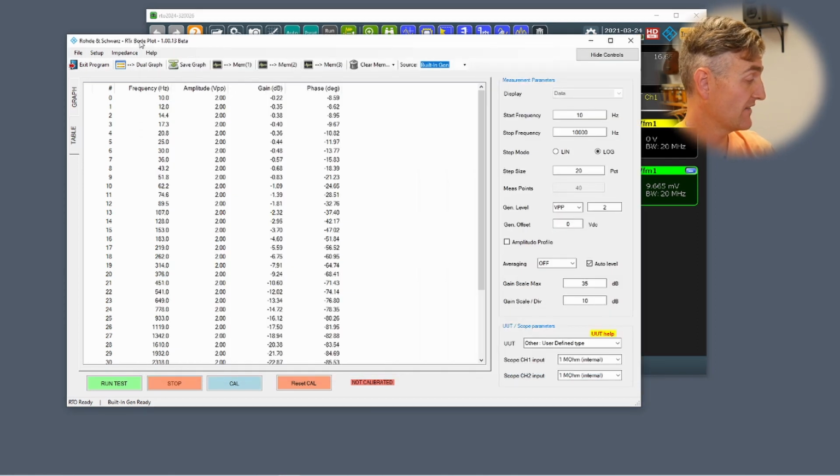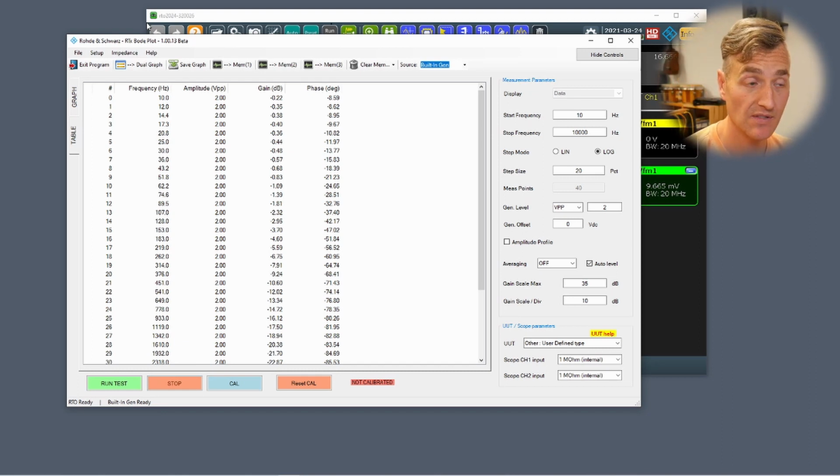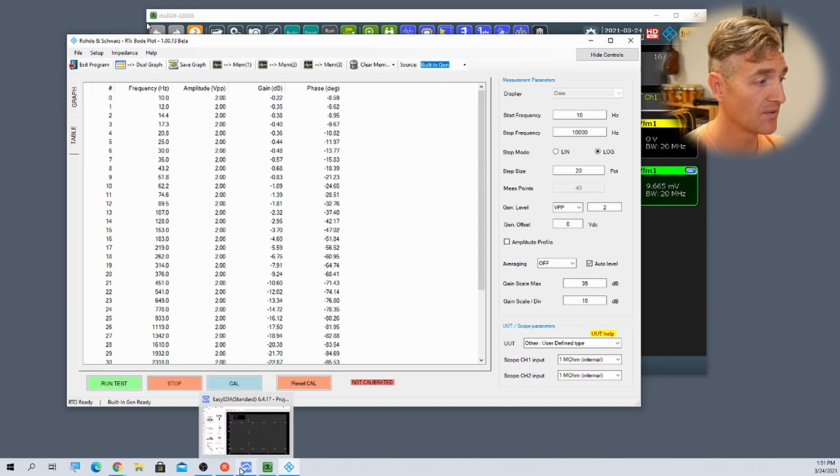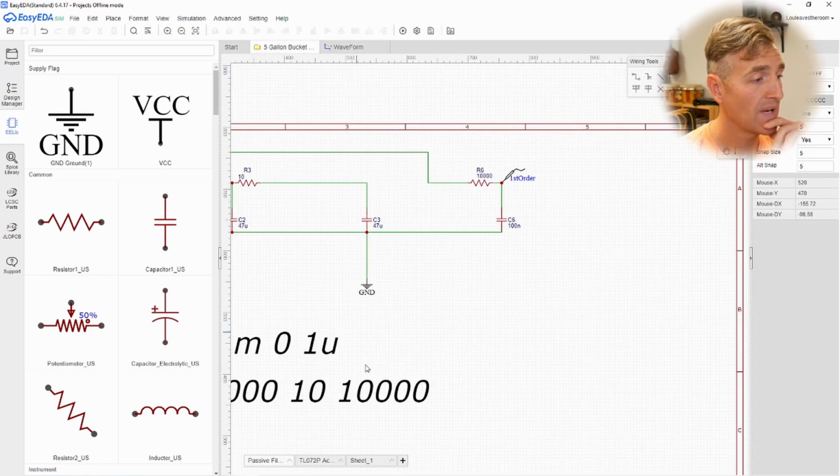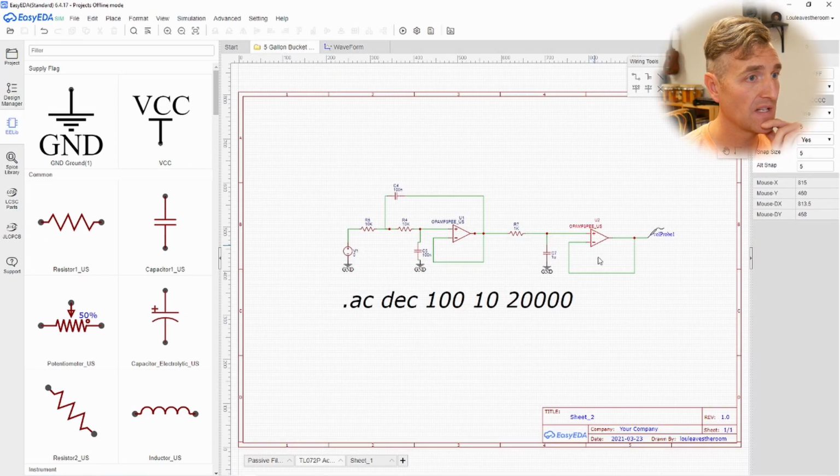So I have an ideal 10K and 100 nanofarad capacitor in there, and I could change the component values to see that they do match. But I wanted to go over to the op-amp. Let's see if we can make an op-amp work, because we've blasted through about as much passive filtering as I can stand.